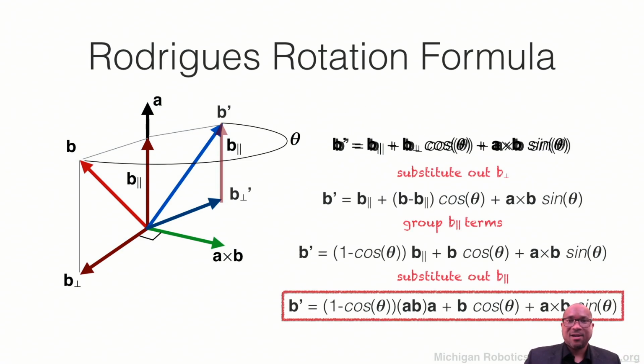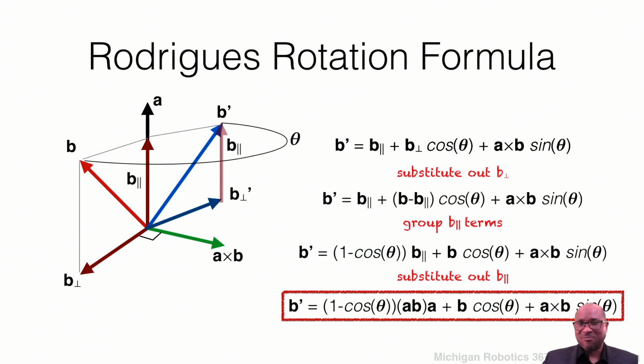So once I have that, that gives us our basic expression of the Rodrigues rotation formula. Now I'd like to get rid of these B parallels and B perpendiculars and get something that's just expressed with respect to A and B, so I don't have to do weird computations. So I can try to substitute out B perpendicular in my next step right here. We'll then group terms by B parallel, and then substitute out B parallel, and that gives us our Rodrigues rotation formula that we have right here.